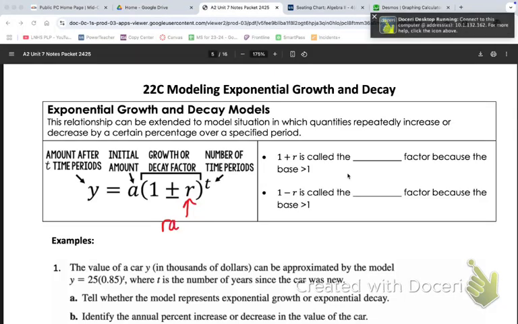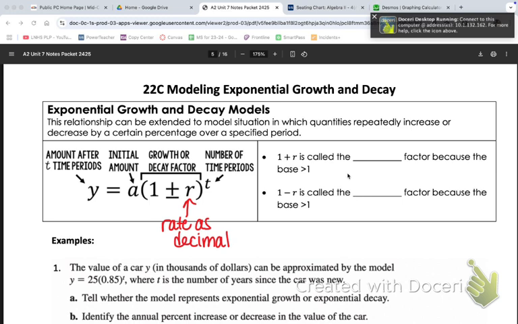R is the rate as a decimal. Everything else is what it says, right? You have your growth or decay factor. It's either 1 plus R or 1 minus R, not both.